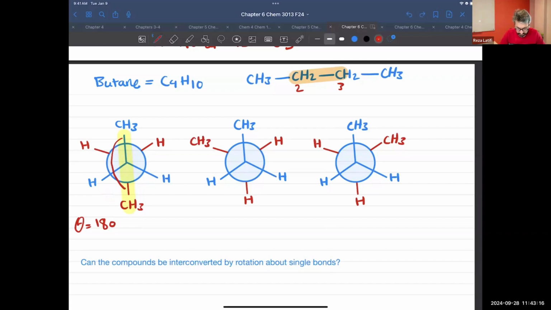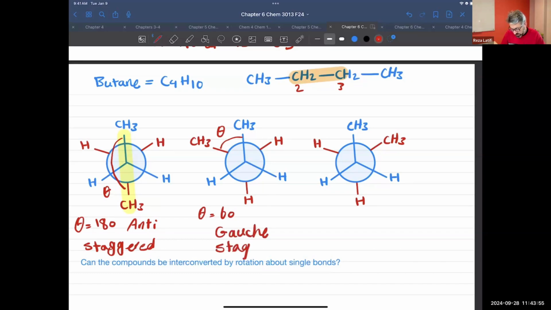So I'm talking technically about that theta. And what do we name this one? This one we call anti. It is staggered, an anti-staggered conformation. The next one has the two methyls 60 degrees from each other. Again, this is a staggered structure, but we call it gauche. So it's staggered and gauche as well.